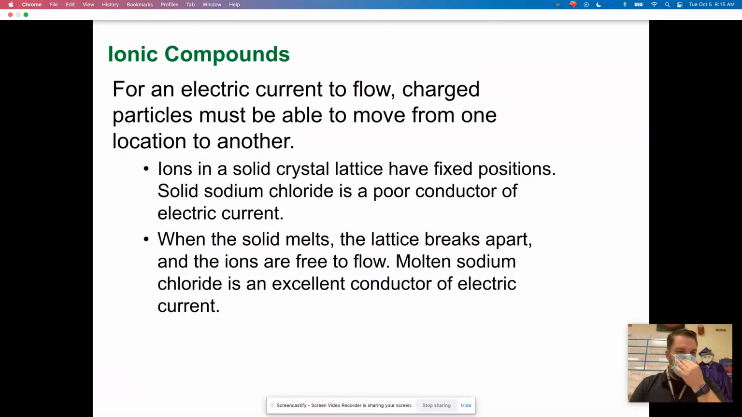But anyways, for the electric current to flow, the charged particles must be able to move from one location to another. So ions in a solid crystal lattice have fixed positions. Sodium chloride is a poor conductor of electricity because the electrons are fixed. One is given away to the other one, and because of the structure, it just doesn't move around. That's why elements tend to be better conductors of electricity than compounds. So when a solid melts, the lattice breaks apart, and the ions are free to flow. Molten sodium chloride is an excellent conductor of electricity or electric current.